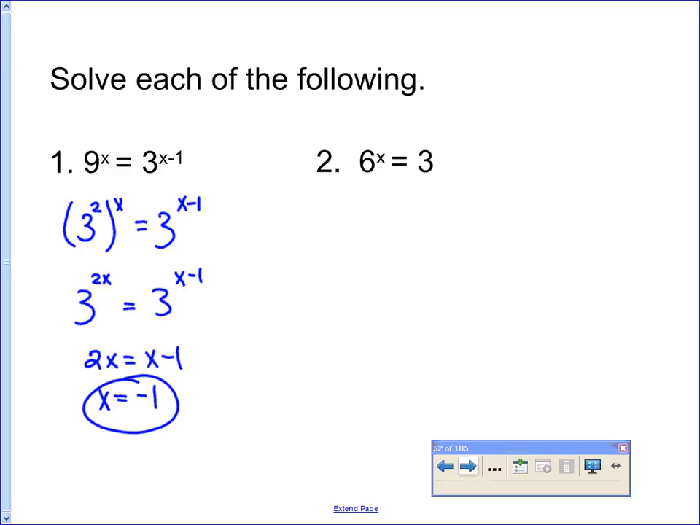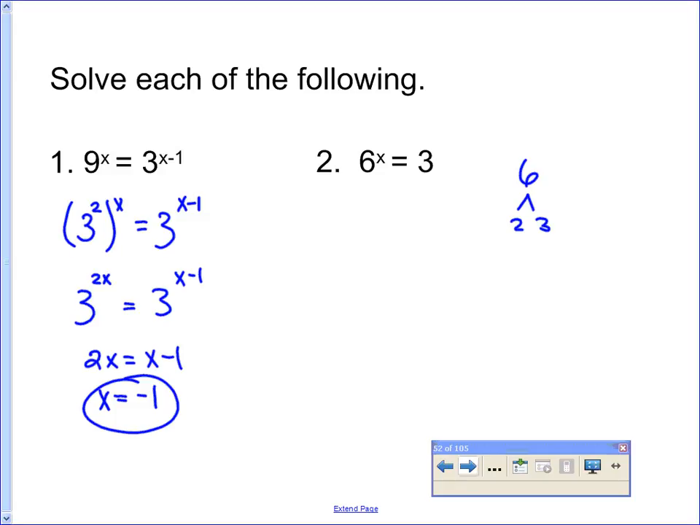All right. The second one is a little bit harder because when you try to get the same base, you notice that 6 is 2 times 3. And that's not going to work. We're not going to be able to get the same base, so we need to try something else.